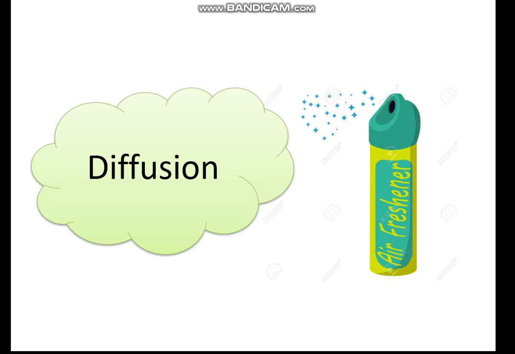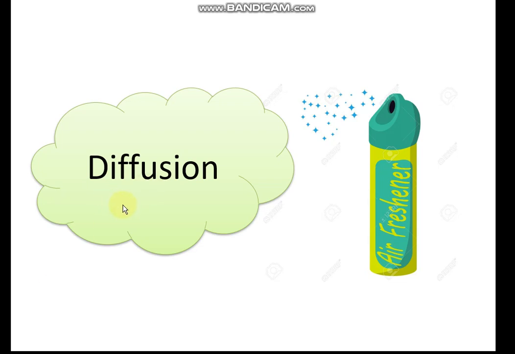How did the air freshener molecules travel from one place to another? And the answer is diffusion. They traveled from the area of their higher concentration to the area of their lower concentration. By concentration I mean quantity. Initially there was a higher quantity of the spray at the place where it was sprayed, and then with the passage of time the molecules moved across the room and spread in the entire room.